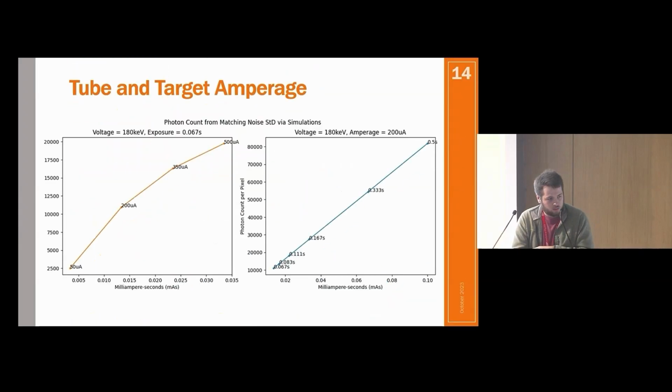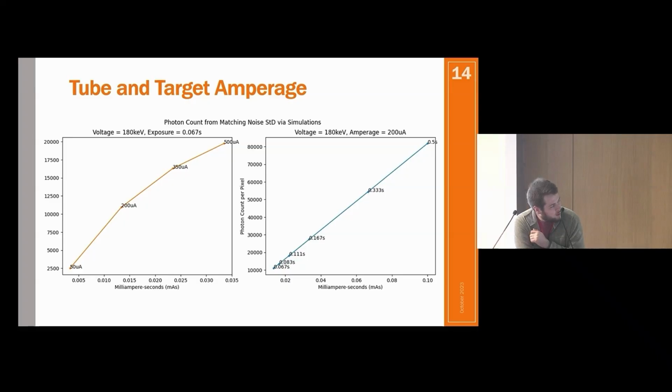And the first part we're going to look at is the amperage and exposure. Amperage and exposure should have a linear relationship. However, when we did our initial data analysis, we ended up with these graphs. So on the left-hand side, we have a change in amperage and a fixed exposure. And on the right-hand side, we have a fixed amperage and changing exposure. Both of these graphs should be linear.